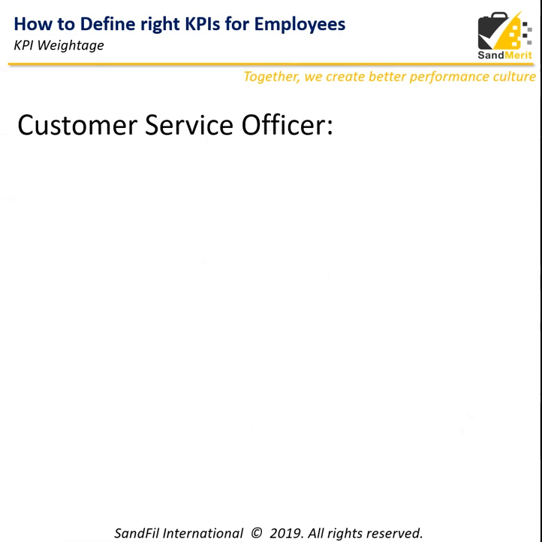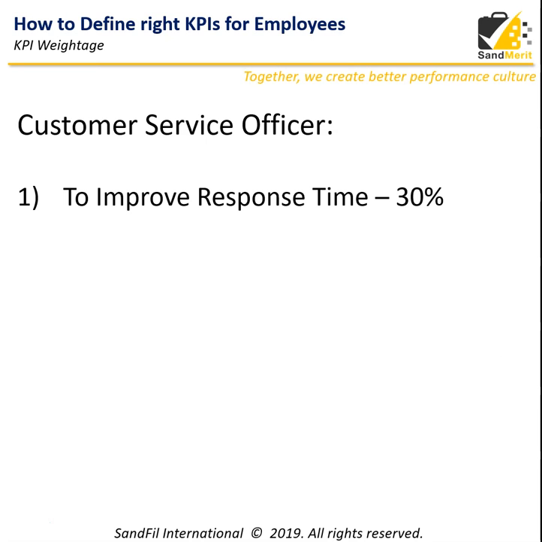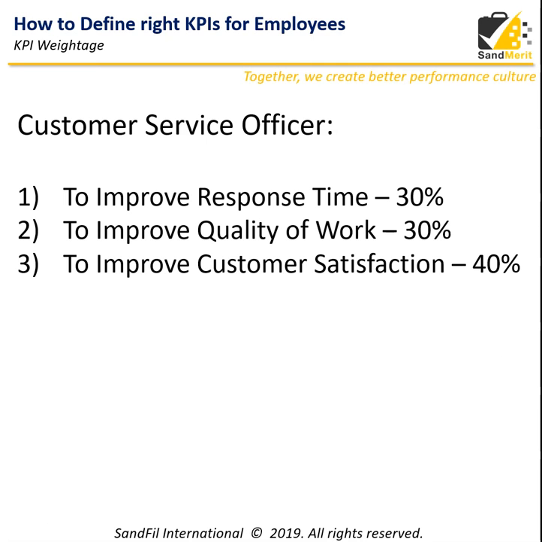And the next thing is very important. You need to understand that each KPI needs to have a weightage. Weightage indicates how important that KPI is. In this example, the customer satisfaction KPI is more important than the other 2, so in this case I put 40%. The total has to be 100% here. This is to let the employee understand the priority of the KPI and what result you want the employee to focus on.